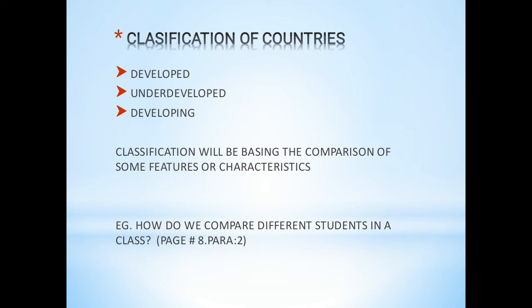Okay. So how is this made? Classification is based on the comparison of some features or characteristics. Let us see in your textbook on page number 8, paragraph 2, there is a little example or description given. How do we compare?